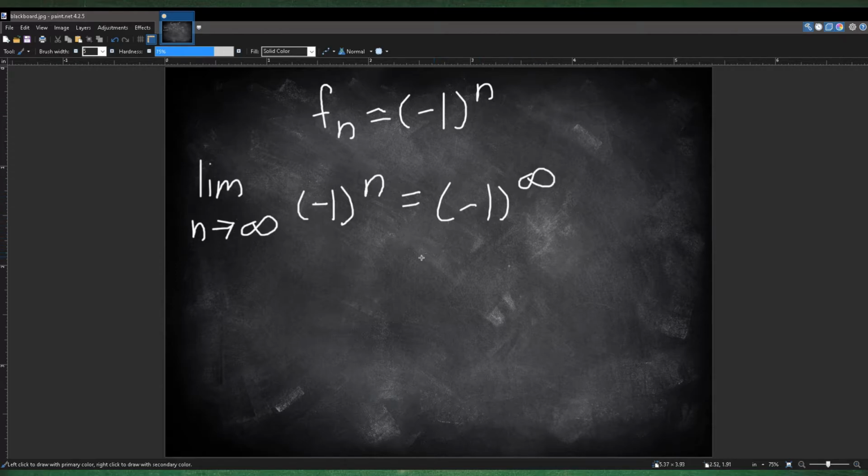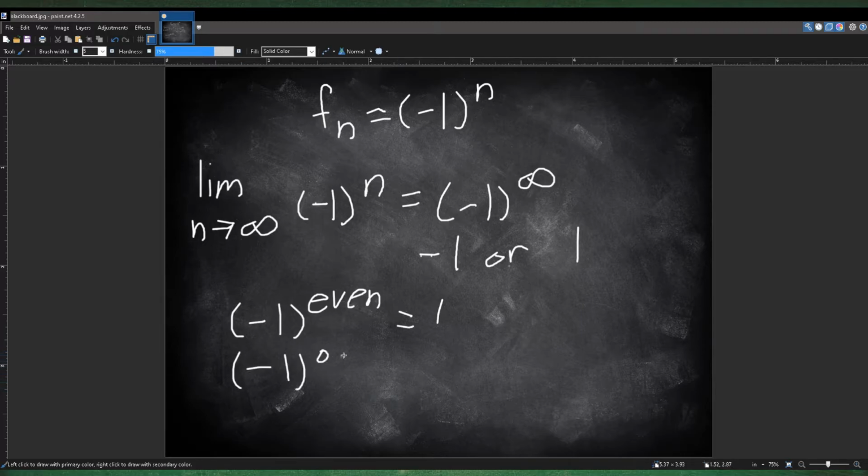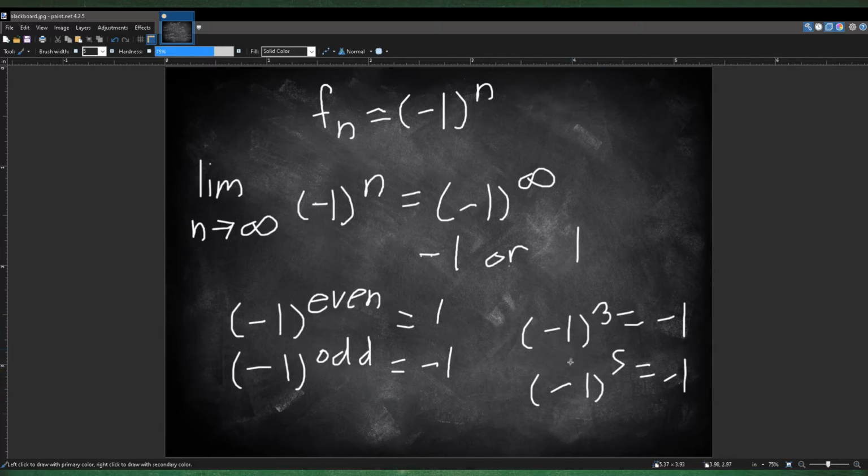Because it either goes to negative 1 or 1, which makes sense, right? If you have negative 1 to an even number, like 2, 4, 6, 8, 10, it's just negative 1 times itself, which is going to be 1. Now, if you have negative 1 to an odd number, you're just going to have negative 1, which makes sense because negative 1 to the power of 3 is negative 1, and negative 1 to the power of 5 is negative 1. So anything to an odd power is negative 1.